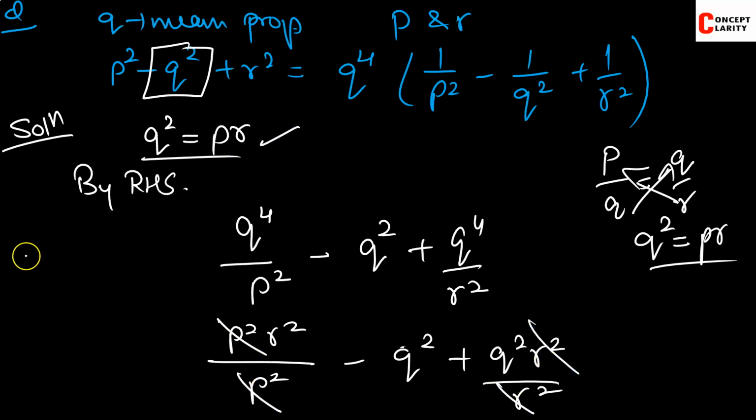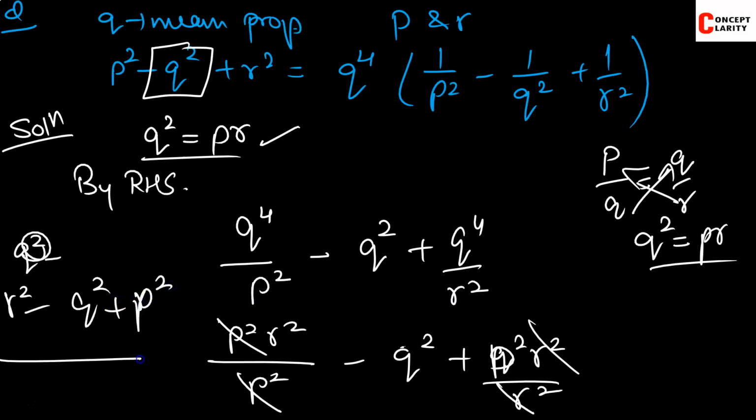So what we will get is q square plus r square. Okay, it's p square, and when we got it, it's r square upon q. Let me write this again: r square minus q square plus p square, and we got this. Okay, this is what we wanted to prove and we proved it here.